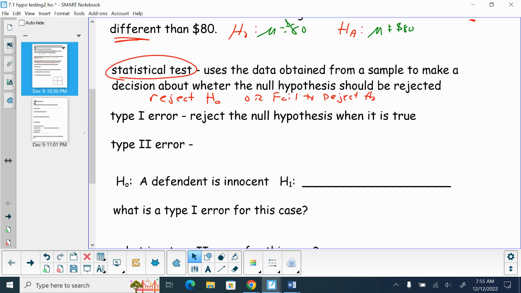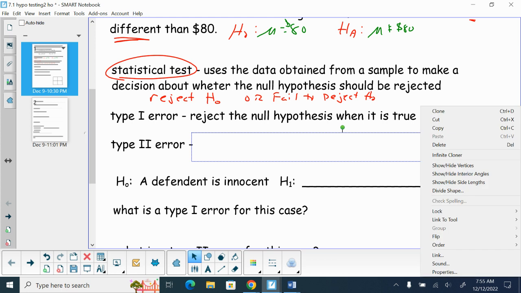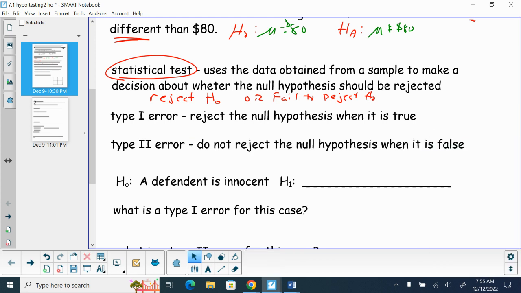In the type 2 error, you do not reject the null hypothesis when it's actually false. And you should reject it.